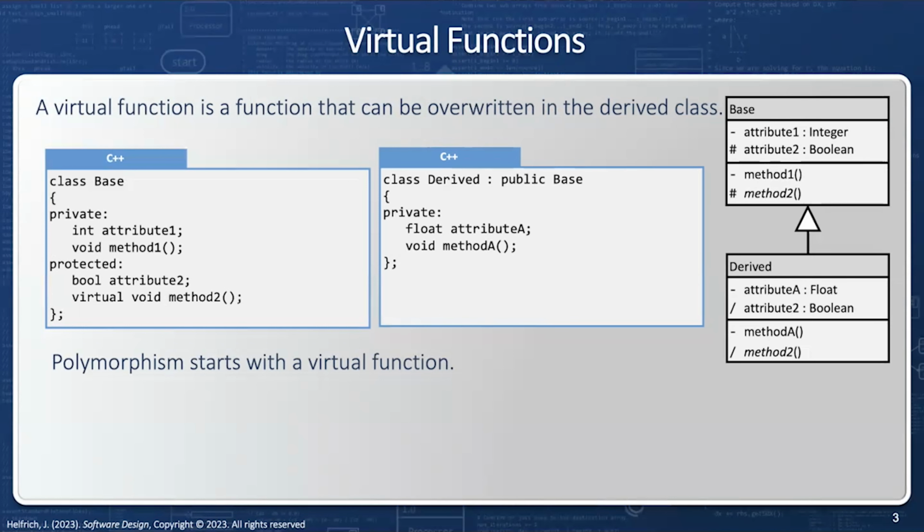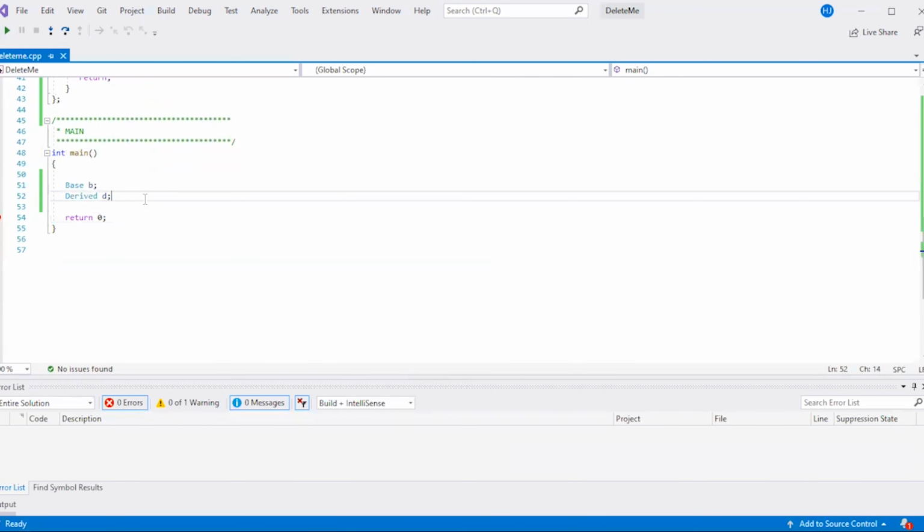Let's see how that works in the debugger. First thing I'm going to do is go up to the base class, and I'm going to make one of the methods virtual. And let's see how that impacts our code.